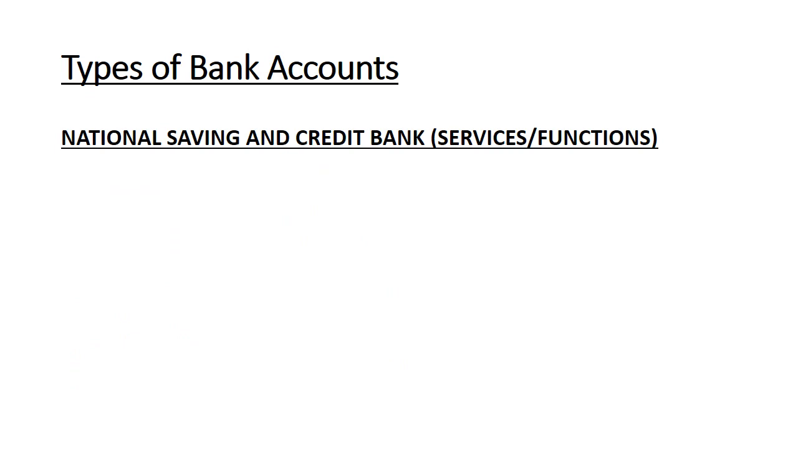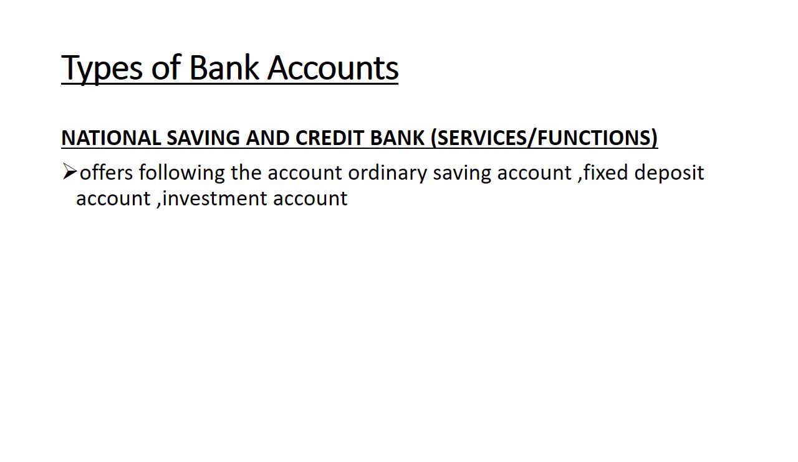We're also going to take a look at another special type of bank called the National Savings and Credit Bank. It's a bank which offers the following types of accounts: the ordinary savings account, the fixed deposit account, and the investment account. In a nutshell, it provides savings and credit services to customers. It's good for small businesses. Other than the savings account and the fixed deposit account, which we have discussed, the investment account is used to save and manage money meant for investments.